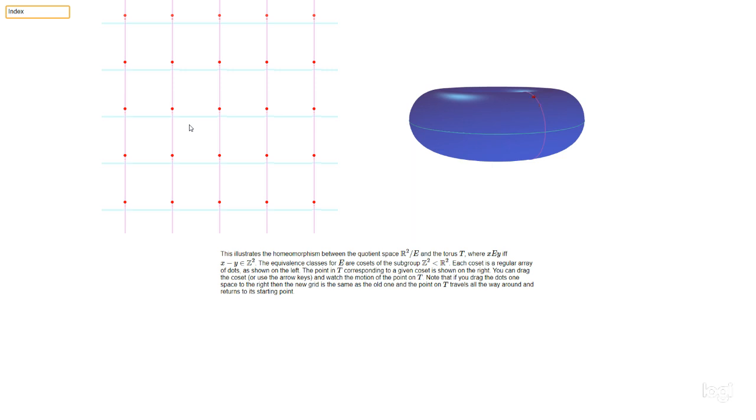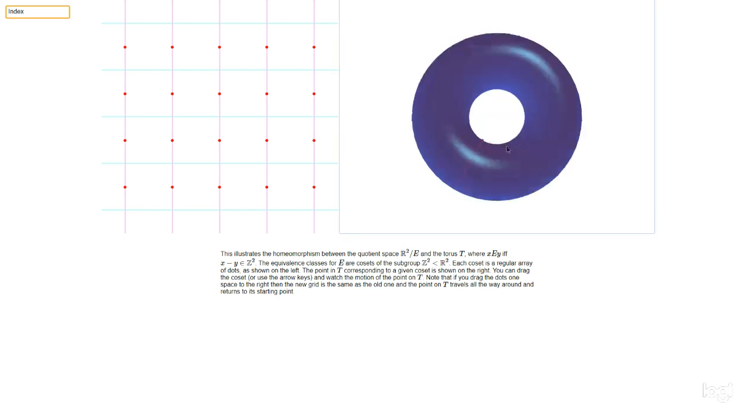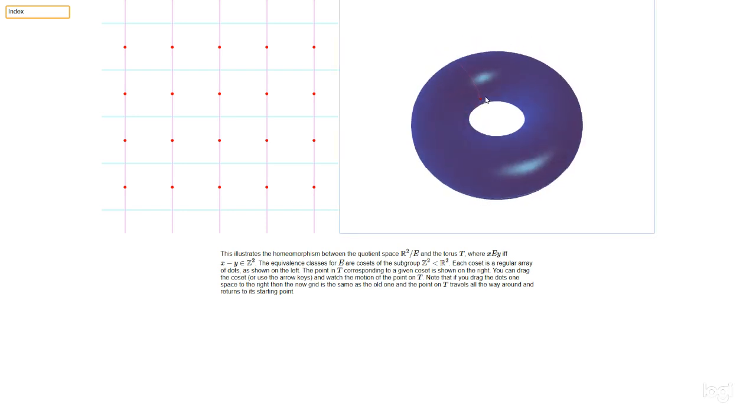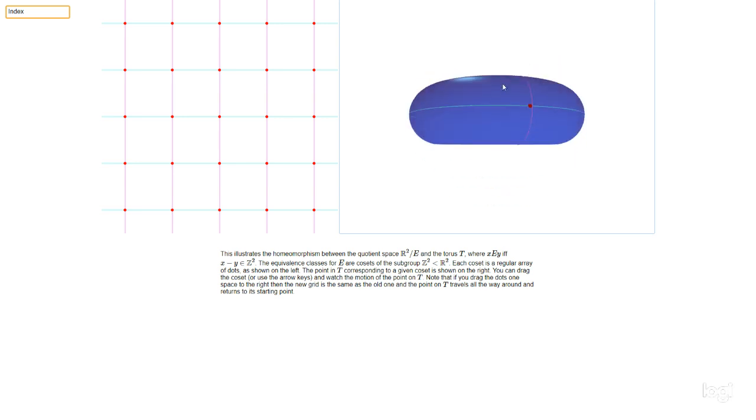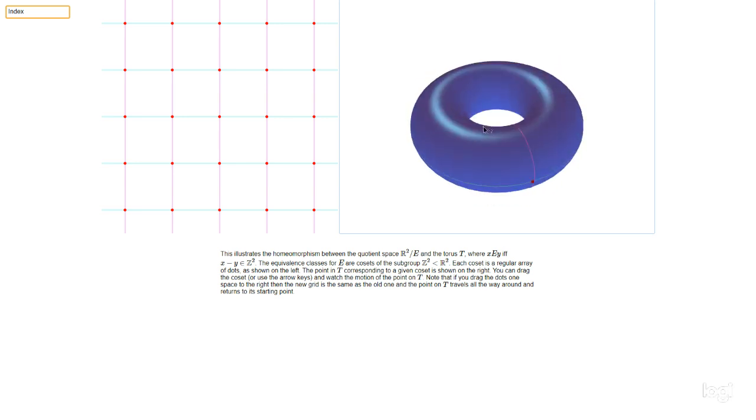Now we're changing the coset here, changing it halfway around, and the corresponding dot on the torus has gone into the middle of the gap there. We carry on moving the pattern of dots upwards, and when we get back to here, we've got the same as the original pattern of dots, and correspondingly the point on the torus has returned to its original position.